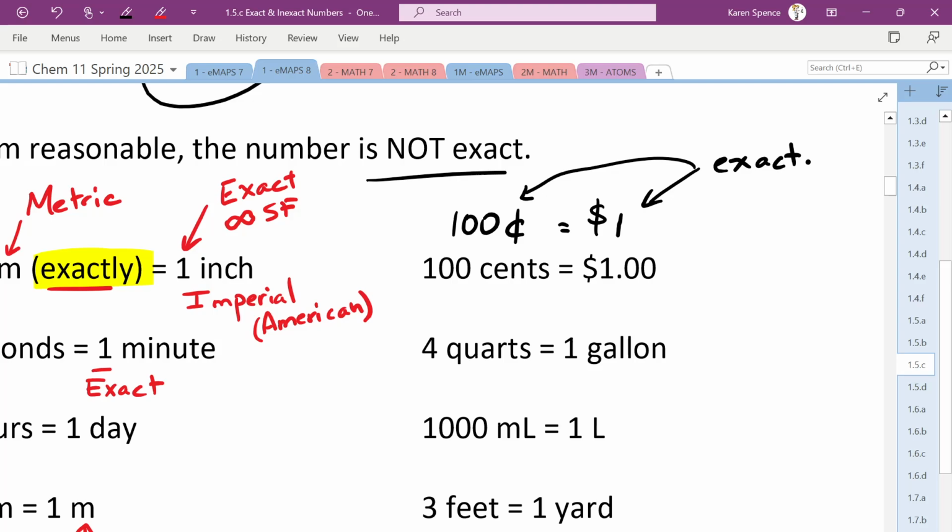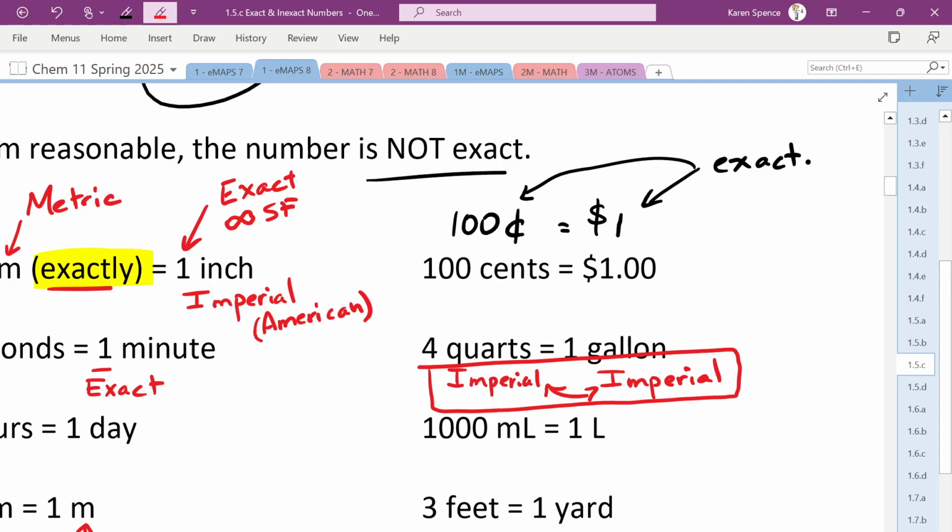And now we get into some other conversions. These are American volume measurements. So this is an imperial measurement, and this is an imperial measurement. And anytime you're going within a particular measurement system, that's always going to be exact. Just like metric to metric is exact, imperial to imperial is exact.